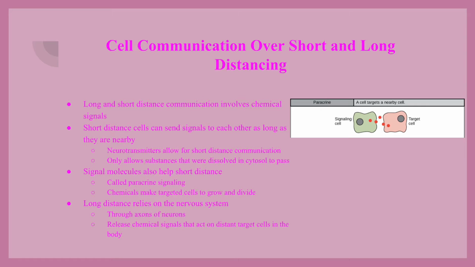On the top image, we can see an example of a cell targeting a nearby cell. Long distance cells rely on the nervous system and on the axons of neurons. The release of chemical signals acts solely on distant target cells in the body.